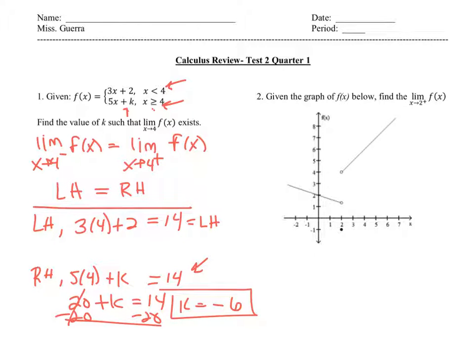Alright, the next question says, given the graph below, find the limit as x approaches 2 from the right side. So 2 is here, and I want to see what happens as I approach 2 from the right. So from the right, I'm approaching 4. So my answer is 4.